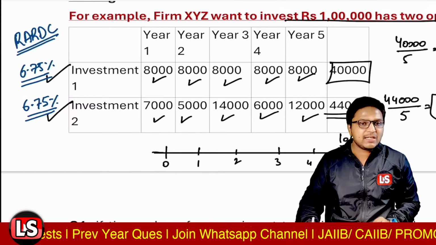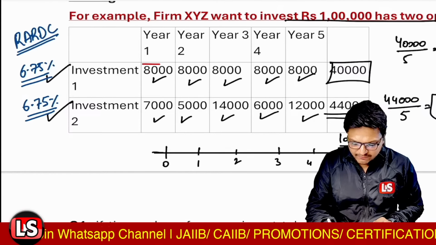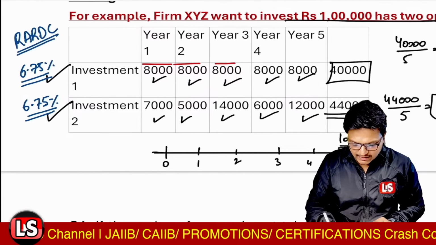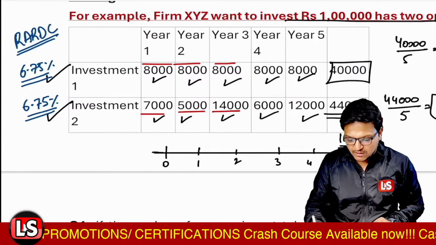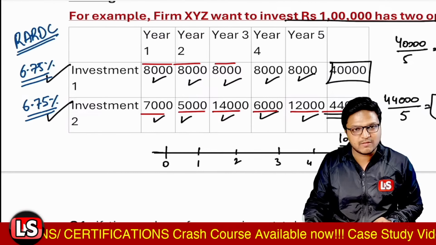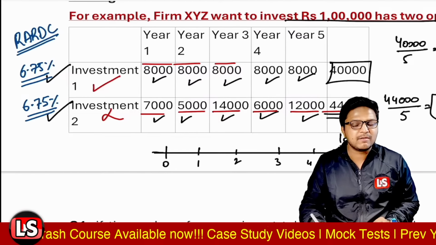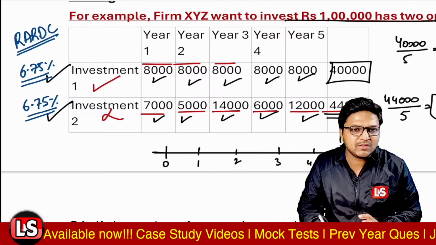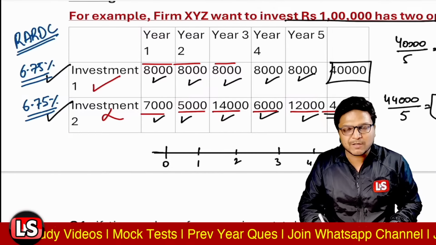Now see, in the investment one, as I told you, there is no variability of income. There is no variability. Definitely it's a better choice. Then in case of the investment two, there is variability of income. So definitely I won't be going with the investment two. I'll be going with the investment one, because I'm not having the variability of income in that scenario. Is that clear? Is that particular part clear over here?